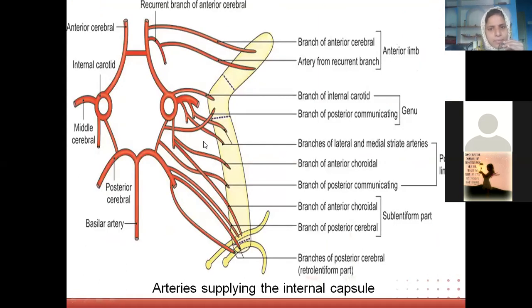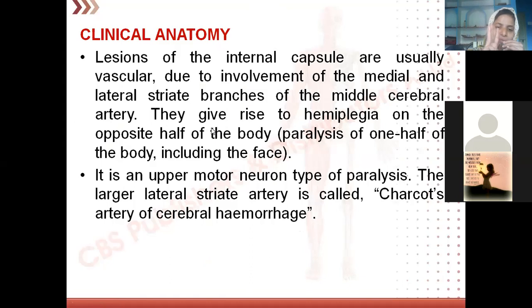Okay, lateral and medial striate arteries. Sometimes artery of cerebral hemorrhage itself can come as a 3 marks question. So what are we going to write? That is nothing but the lateral striate artery, which is getting blocked, or it is ruptured due to hypertension, or it is blocked due to thrombus or embolus.